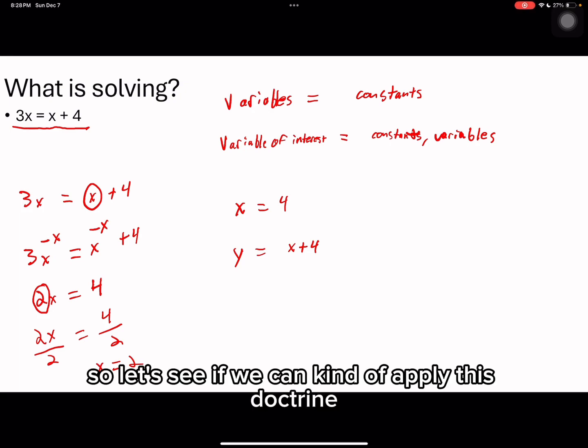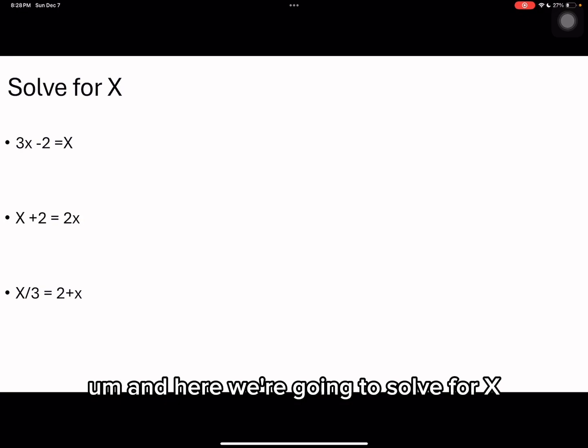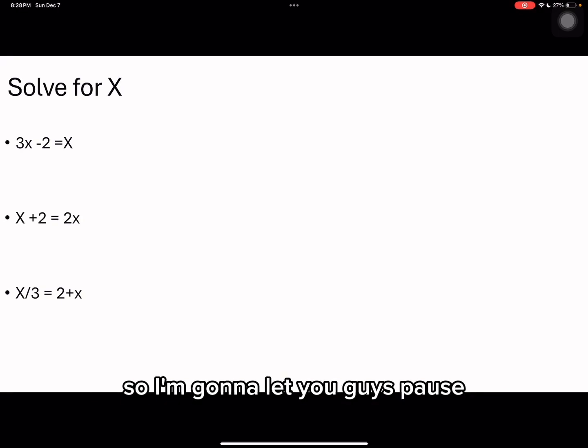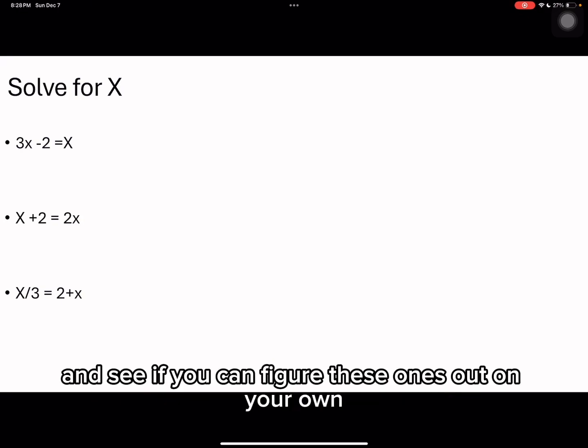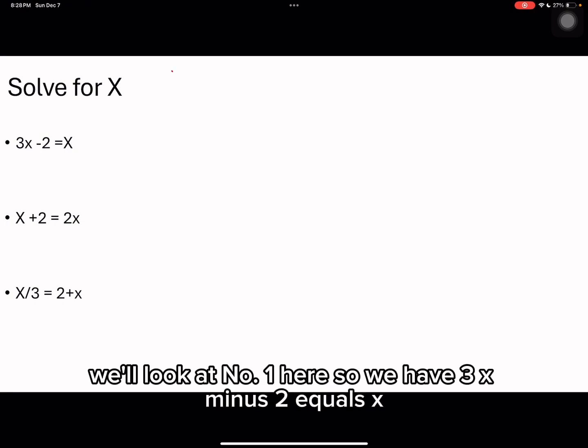So let's see if we can apply this doctrine. And here we're going to solve for x. So I'm going to let you guys pause and see if you can figure these ones out on your own. Okay, we'll look at number 1 here.